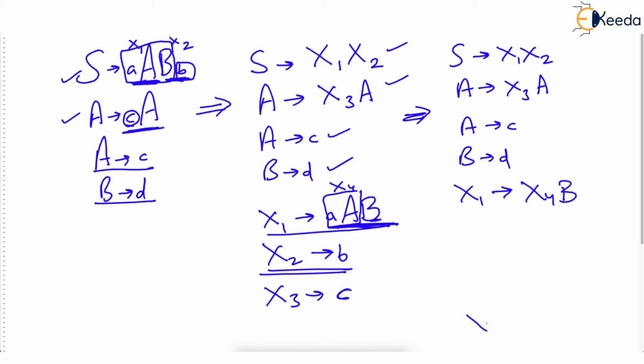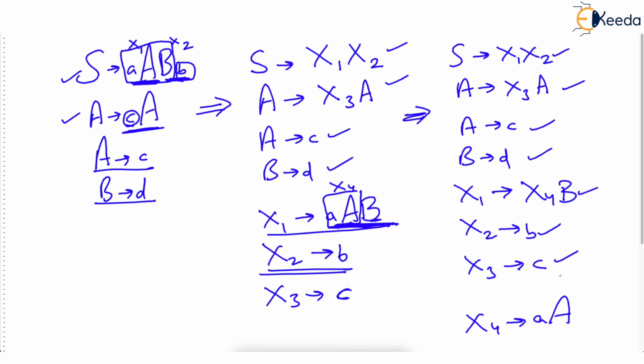Okay, and what is x4? According to this, x4 is AA. Just observe, x4 is AA, and x2, as you know, is b, and x3 is c. Now everything is in CNF except this. So what? You can call this A as x5. So this will be x5, and x5 will derive small a. Everything now is in CNF. See, this is another answer.